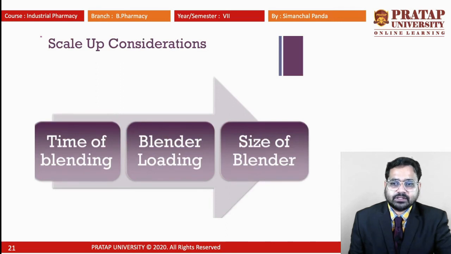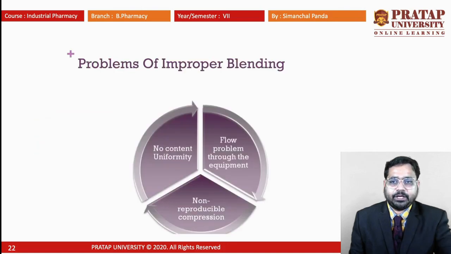Scale up considerations: these are the time of blending, blender loading, and size of blenders. These are the three important factors that lead to a good product during mixing or blending. A problem which generally occurs during the blending process is content uniformity, because if the ingredients are not mixed properly, the different products will vary in their uniform content.